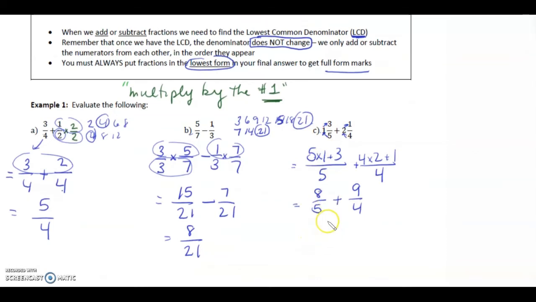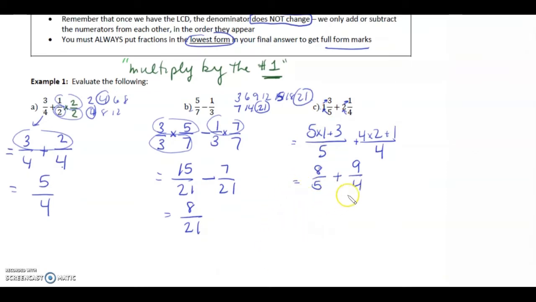And now what we can do is we can find the lowest common denominator. So let's start multiples of 4, 8, 12, 16, 20. Multiples of 5, 5, 10, 15, 20. Okay, so our lowest common denominator is going to be 20. We're going to multiply 8 over 5 by 4 over 4. And we're going to multiply 9 over 4 by 5 over 5.